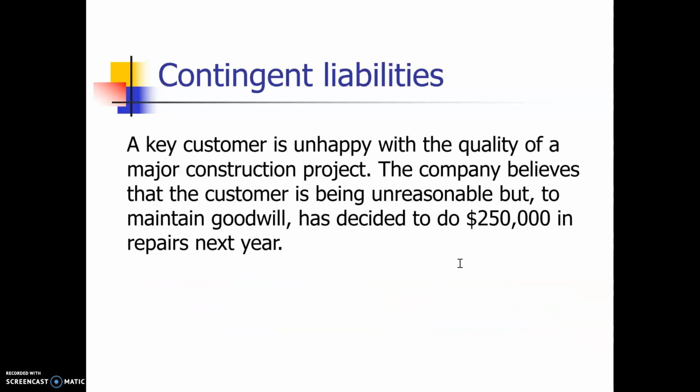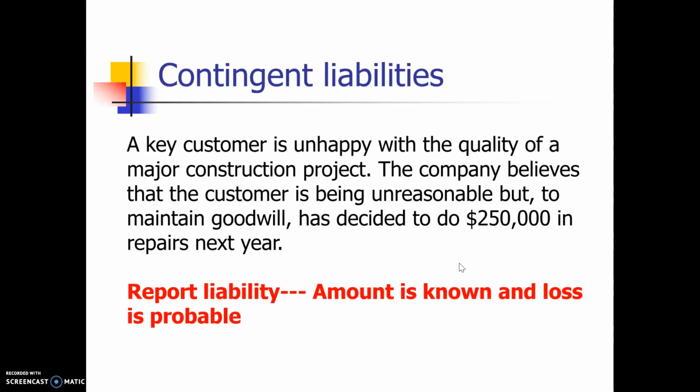A key customer is unhappy with the quality of a major construction project. The company believes that the customer is being unreasonable, but to maintain goodwill has decided to do $250,000 in repairs next year. So it sounds like the loss is probable. Sounds like we're going to do it. We know how much the repairs are. So this is going to be one that we need to record a liability for.